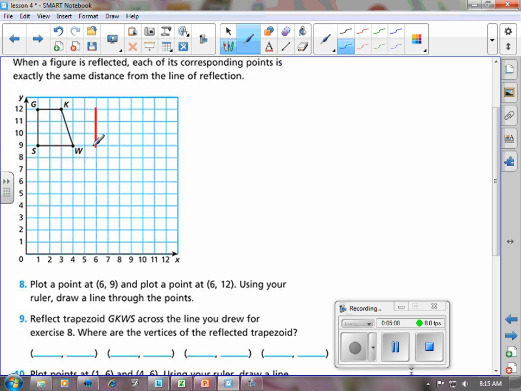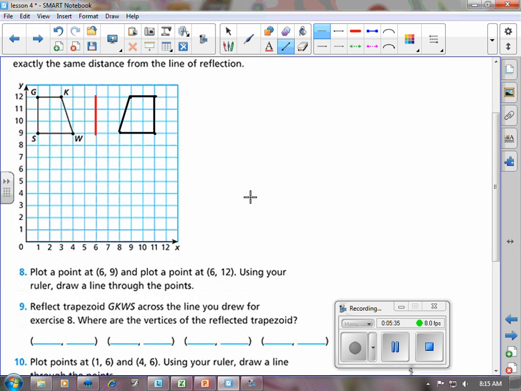So I need to be 1, 2 away from the line. So I'm going to go 1, 2 away from the line. Well, there's W, and then it's 3 back. Okay, and then I'm up to here, and I'm actually over to here. Okay, and then I'm going to connect those points. Do you guys see how I just figured out how far away from that line that I was reflecting across I needed to be?